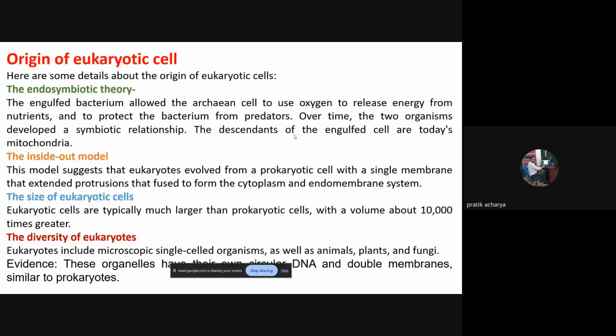Then the next theory, the inside out model. So what does this inside out model explain to us? The model suggests that eukaryotes evolved from a prokaryotic cell with a single membrane that extended protrusions, which enclosed the cytoplasm and formed the endomembrane system.